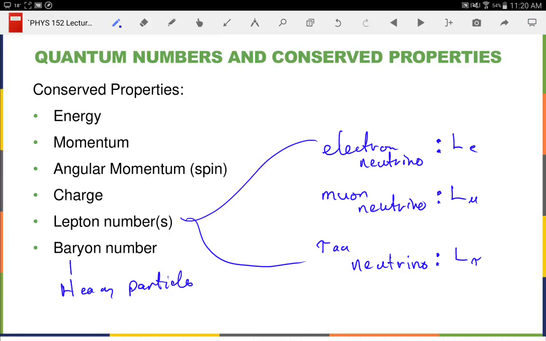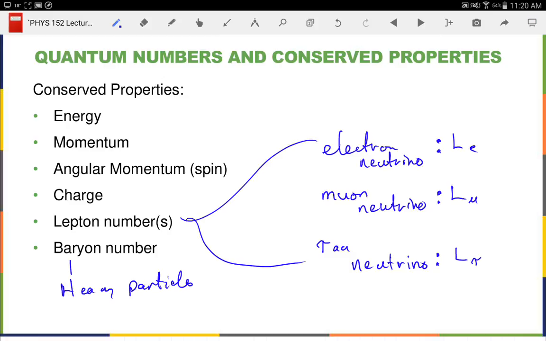Baryons are a subclass of the hadrons. Hadrons were the things that used the strong force. Baryons are the heavier ones. Mesons are the lighter ones that use the strong force. So, baryon number. Simple way to remember your baryon numbers.